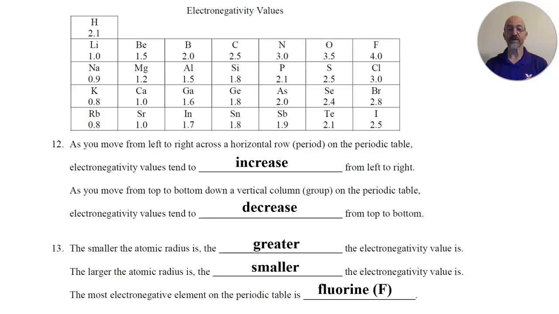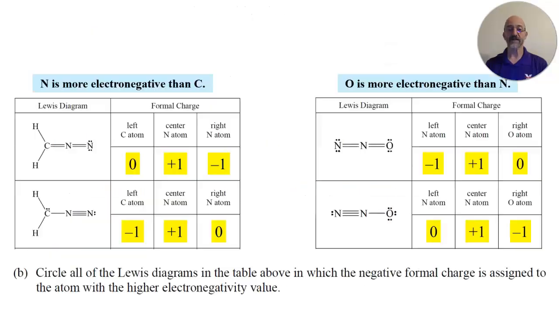You may remember your periodic trends in electronegativity. This would be a horizontal trend. Electronegativity values tend to increase from left to right across a period. So if we consider carbon, nitrogen, and oxygen, we can see that nitrogen is more electronegative than carbon, and we can see that oxygen is more electronegative than nitrogen. So I will put that information on the next slide.